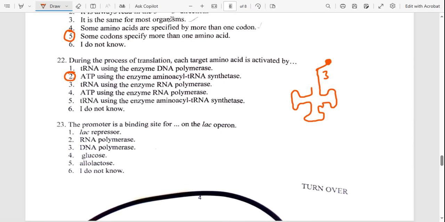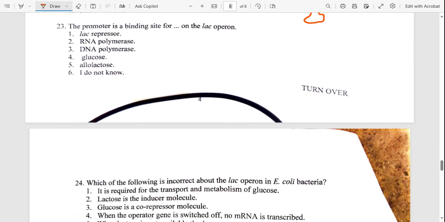So let me read again. Each target amino acid is activated by ATP using the enzyme. All right, that's correct. Option 5 is saying tRNA using the enzyme amino acid tRNA synthetase. The attachment of amino acid to tRNA is not really activation. We call that tRNA charging. Question 23 is saying the promoter is a binding site for.